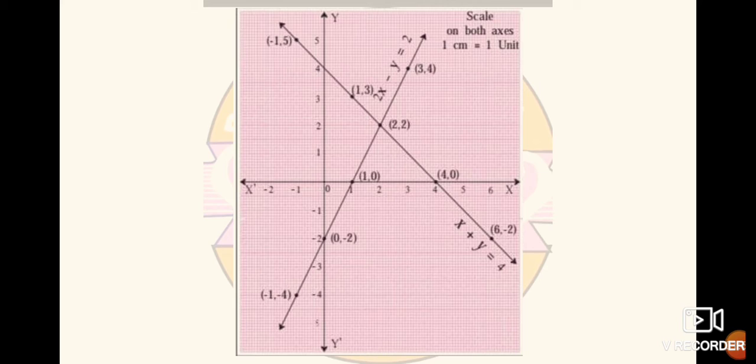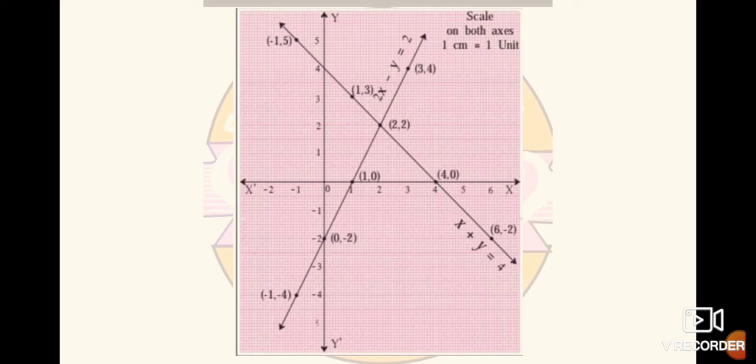Again I'm repeating it: at the center there is a 0, to the left-hand side of 0 on the x-axis are negative numbers, and to the right-hand side of 0, again on the x-axis, are positive numbers. Coming to the y-axis, above the 0 there are positive numbers, and below the 0 there are negative numbers.